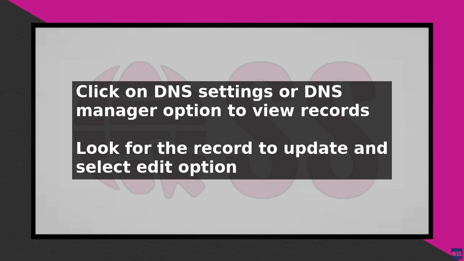Click on the three dots next to the record and select Edit. Make the necessary changes to the record, such as updating the IP address or mail server. Be careful when making changes as incorrect DNS settings can affect your website or email.